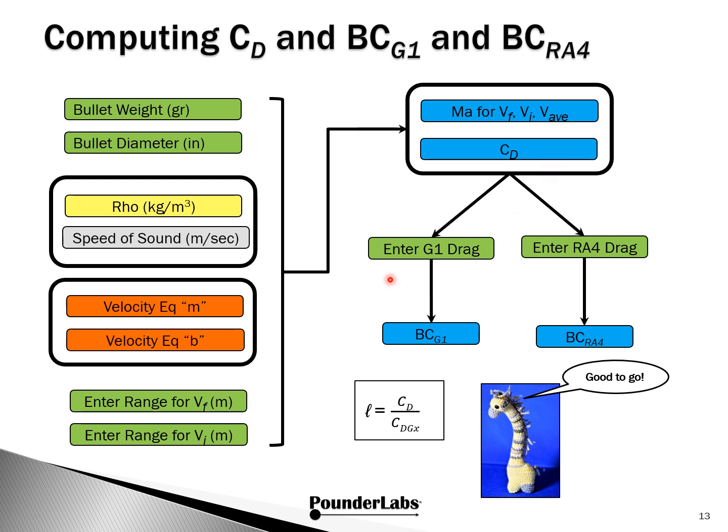All we have to do now to get ballistic coefficients is simply look at the drag function and look up the value for the closest one to our measured Mach number for both, in this case, the G1 and the RA4. Enter those in, and we get the ballistic coefficients directly. And as Jeffrey says, we are now good to go.